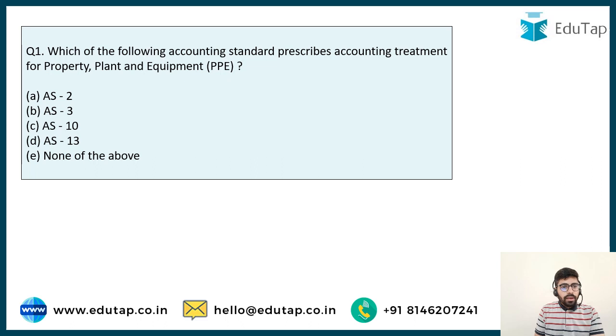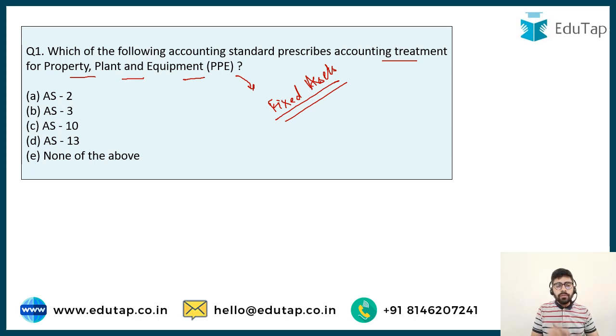First question is, which of the following accounting standards prescribes accounting treatment for property, plant and equipment, PPE? So they are not those PPE kits which the doctors wear. They are property, plant and equipment. They are same as the fixed asset. We call them fixed asset, but the accounting standard uses the term property, plant and equipment. So this is the international term which is used to refer to the fixed assets. Options are AS2, AS3, AS10, AS13 or none of the above.